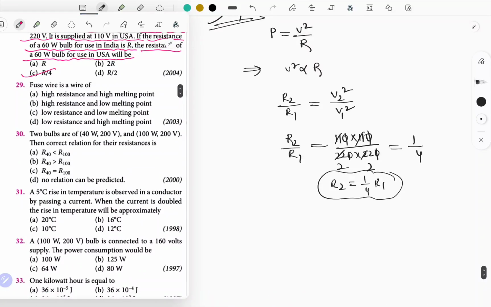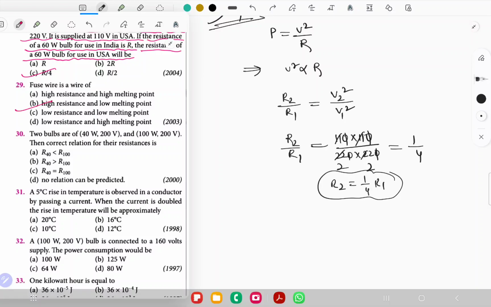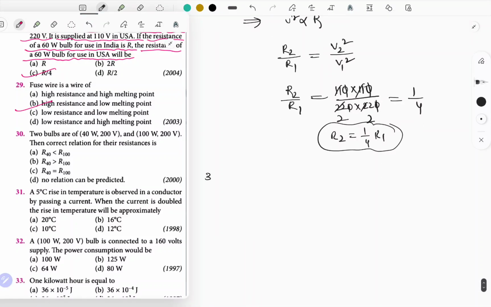Okay, next question number 30. Sorry, before solving question number 30, let's solve the next question. A fuse wire is a wire of, it's a basic question. Fuse wire is of high resistance and low melting point. It is of high resistance and low melting point. Okay, next question, that's a basic question.